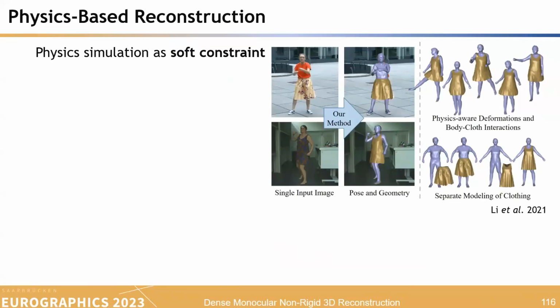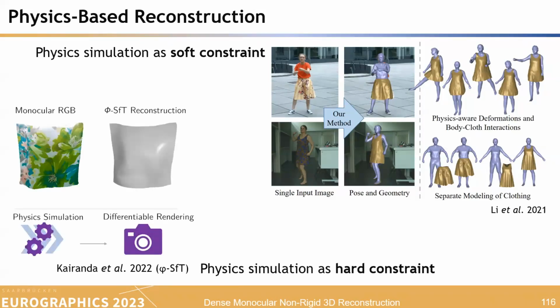So we already discussed two works which impose physics. One was this work by Uveli, which can model the non-rigid deformations of the skirt using physics simulation. They do it by training using a physics simulator, and it's a soft constraint because it's not seen during the test time. There are also methods, for example this work, which uses differentiable physics as a hard constraint, where the reconstructed outputs are really the output of the simulator.